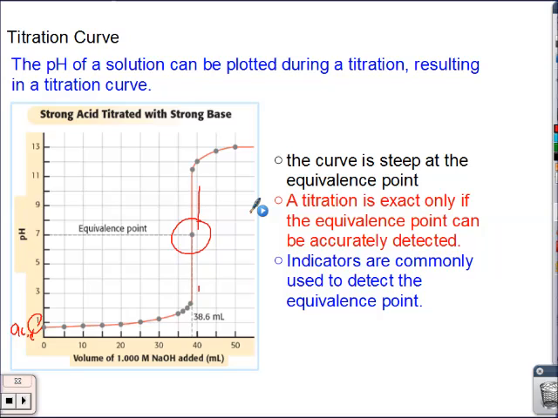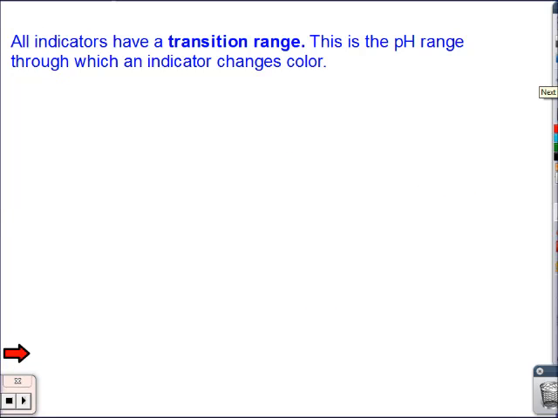So the titration is exact if the equivalence point can be accurately detected. I'm going to use the indicators to tell me when my equivalence point is. Okay. Indicators all have what's called a transition range. This is when the color change takes place.